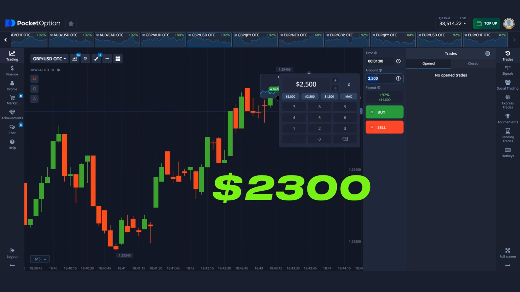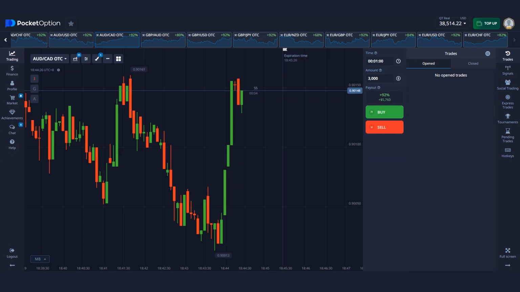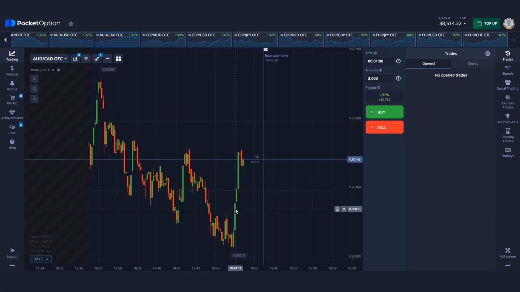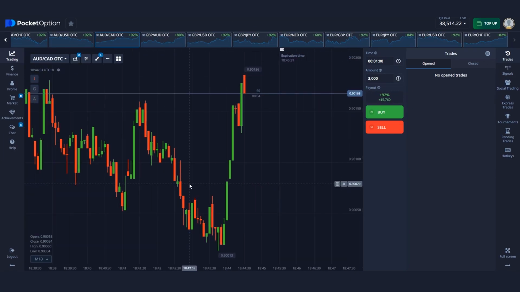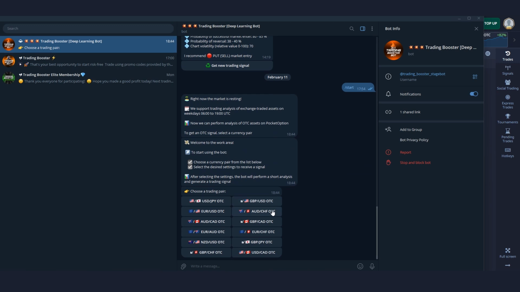I'm taking $2,300 to my balance, and I'll open the next trade for $3,000. Now I'm choosing the Australian Canadian dollar currency pair. As you can see, such an impulsive movement is not typical for the regular currency market, but this happens quite often in the OTC market. Let's choose this currency pair and the time for the trade.